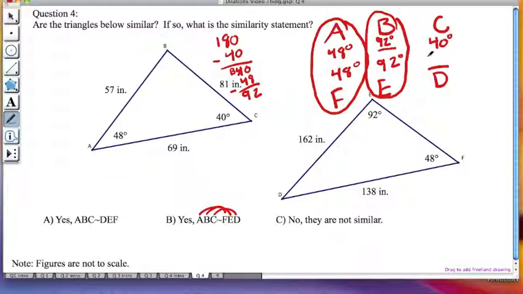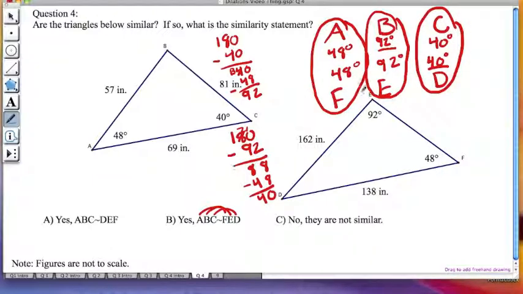Knowing this information, we know that it has to be 40 degrees, but let's prove it with subtraction. 180 minus 92, 88 minus 48 is going to leave us with 40 degrees. The corresponding angles are all congruent to each other, so now we need to look at the other part of similarity, which is, are the sides in proportion?